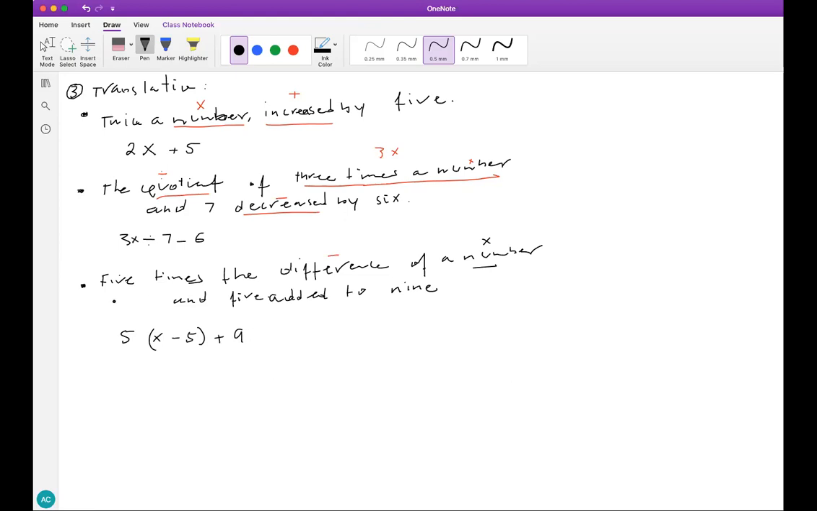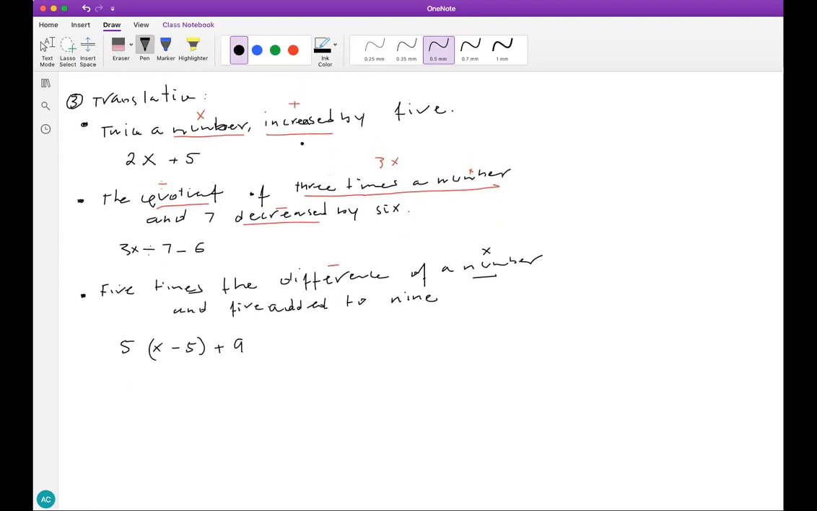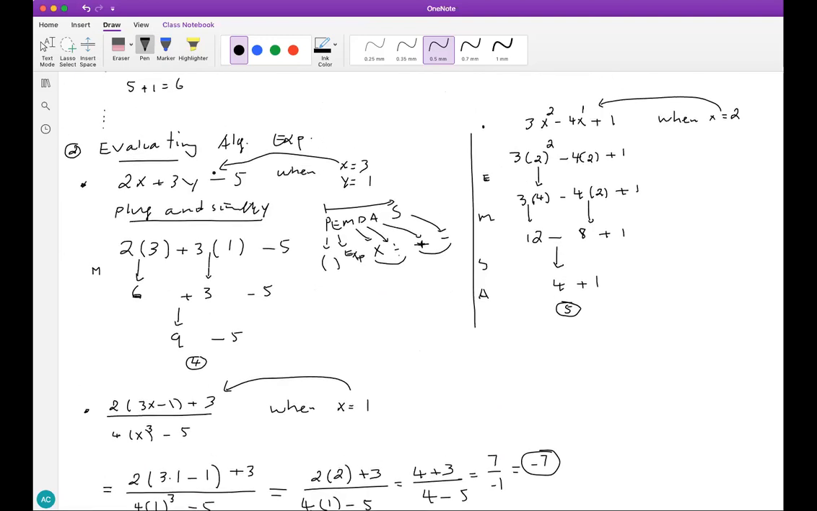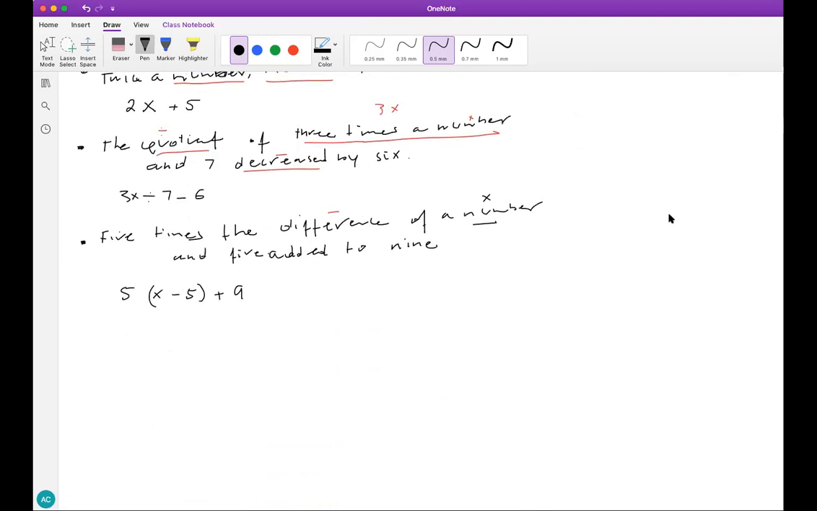Okay, so that's basically how you do your translations. Just make sure you use the right symbols or right words. Once you translate it, it turns into something like this. Then from here you can either evaluate it or do whatever you need to do, depending on the problem. All right, so we did the translation.